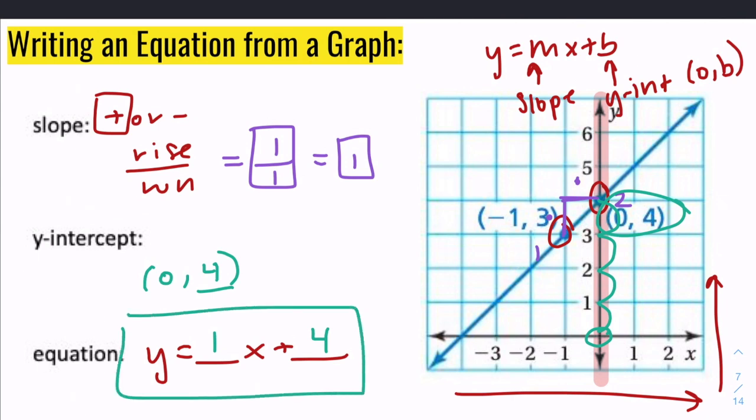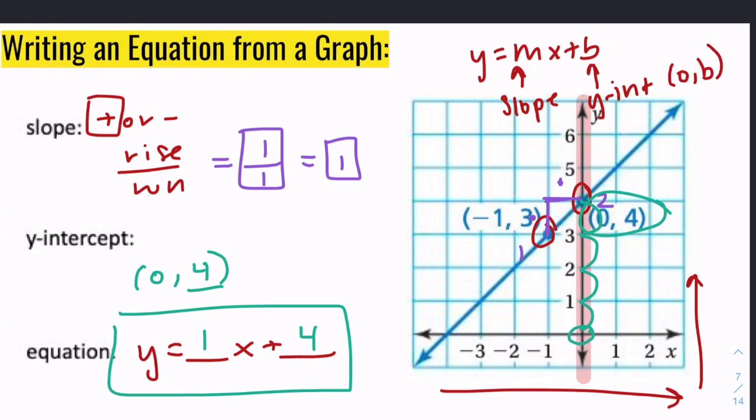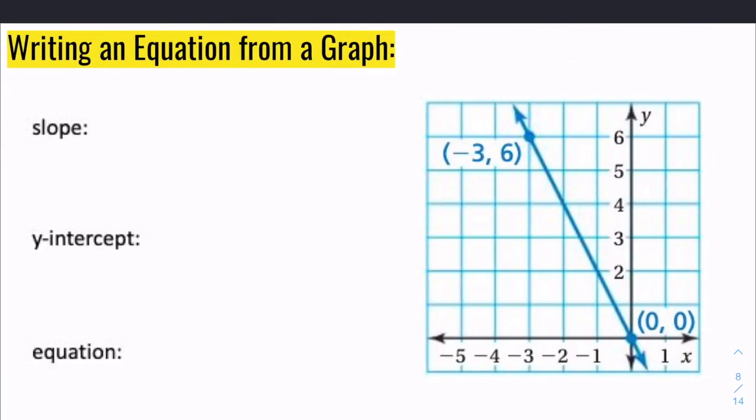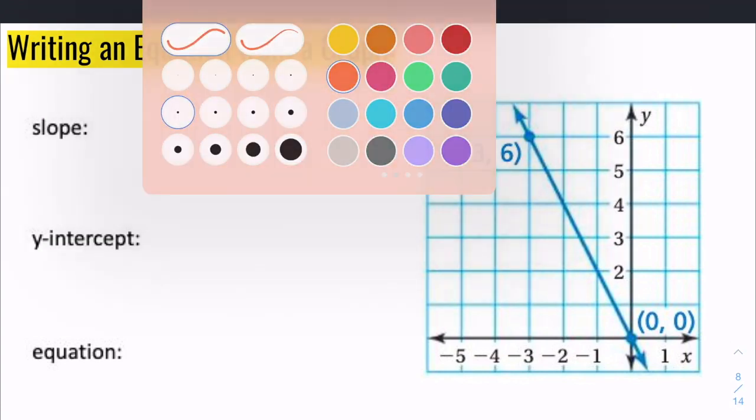I would say this is definitely the hardest thing, but if you really understand this, then graphing from an equation is easy. So let's do this example. Okay, again, we're writing an equation from a graph. We have to figure out the slope and the y-intercept, and then finding the equation is just a matter of plugging things into the correct format.